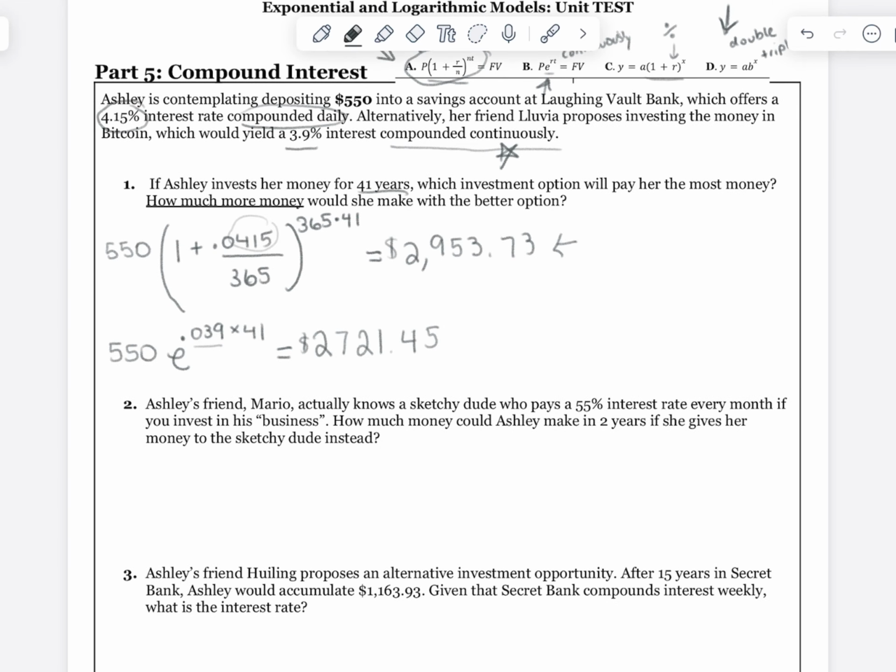So you can see here that Laughing Vault Bank is still a better place to invest Ashley's money. And then you had to answer that question, how much more money would she make with the better option? So you would do $2,953 with 73 cents minus $2,721 with 45 cents, and you get a difference of $232.28.